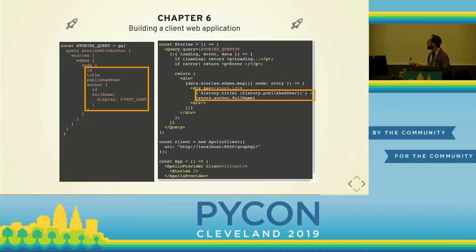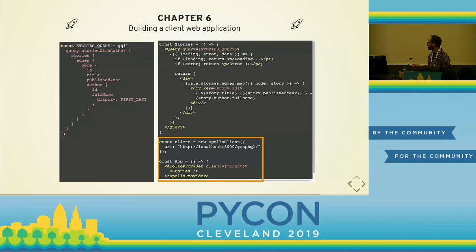And then we can just work with the data. So we can take our data, iterate over each of the stories, and put that onto the page pretty easily. The setup is pretty easy as well. It's just a couple of lines to get started. So we just specify an Apollo client with our URL. In this case, it's the GraphQL URL that we've been using with GraphiQL. And we provide that client to a provider, Apollo provider, that will make it available for anything that needs it.